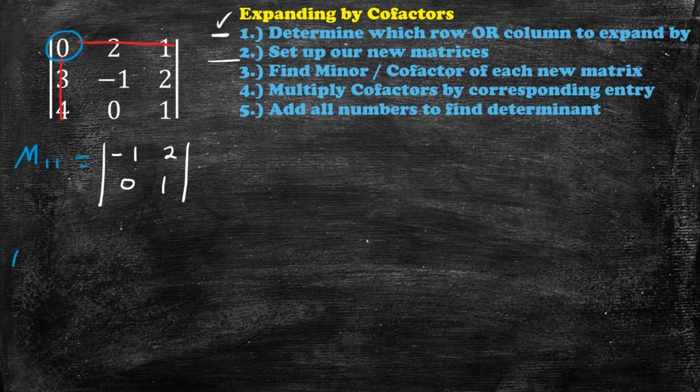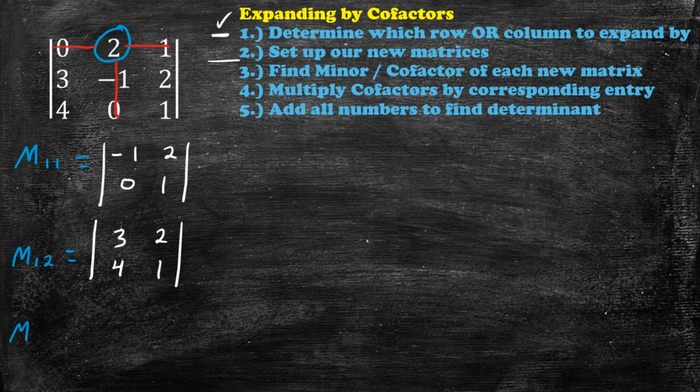Now, let's look at the minor of row 1, column 2. Again, we're always picking row 1 because that is what we're expanding by. Now we're looking at this number here, this 2. We delete the row and the column that that number is in, and we obtain our matrix by writing in all the numbers that remain, which is 3, 2, 4, and 1.